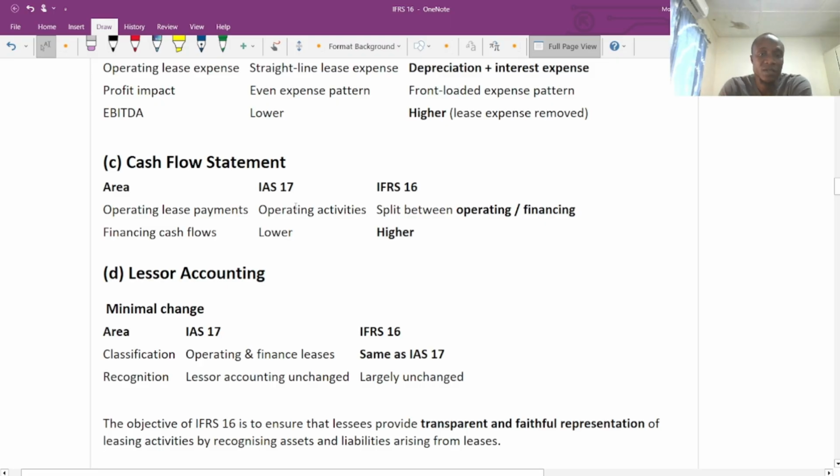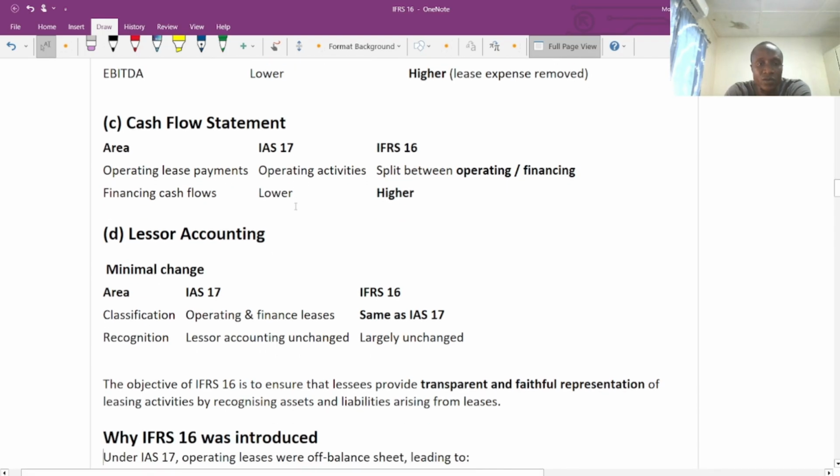For operating lease payments, IAS 17 classifies them as operating activity, whilst for IFRS 16, there is a split between operating activity and financing activity. It can either be operating or financing activities, depending on the situation. For financing cash flow, IAS 17 is low and IFRS 16 is high. Don't worry, we are going to look at it.